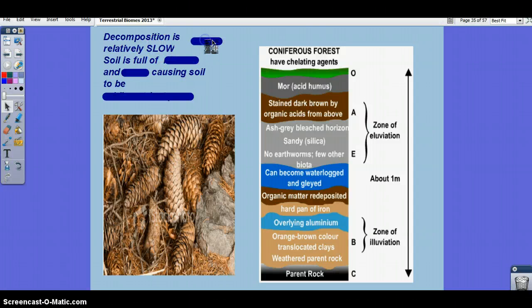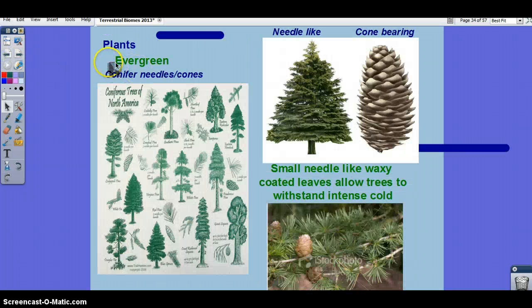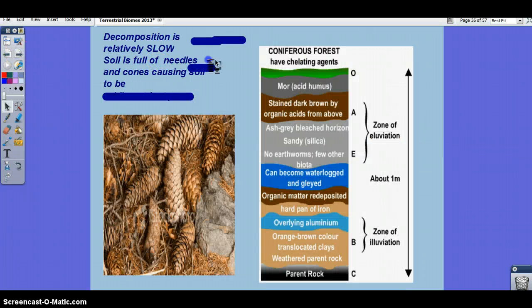Decomposition is relatively slow. Anywhere you have a biome that is lacking temperatures or heat, decomposition will be slow. But when needles do fall to the ground, remember they're evergreen trees, so needles rarely are lost by season. They just fall due to heavy snowfall. It's full of acidity, so the needles, when they do decompose, will cause soil to be acidic and nutrient poor. So when you reference the soil of a coniferous forest, the topsoil, or the layer closest to the top layer of land, is very nutrient poor.